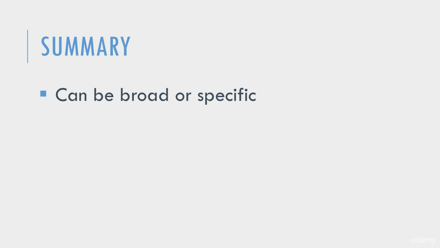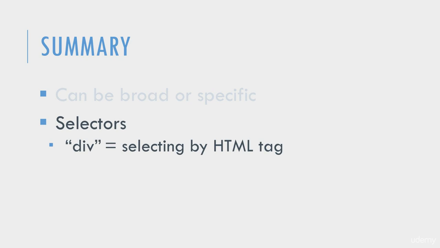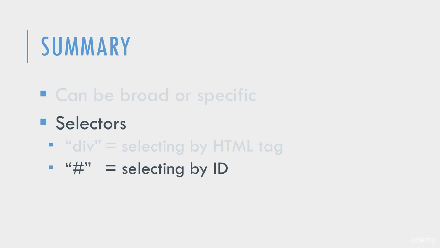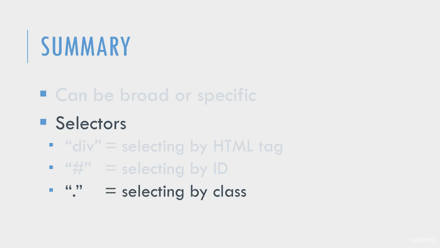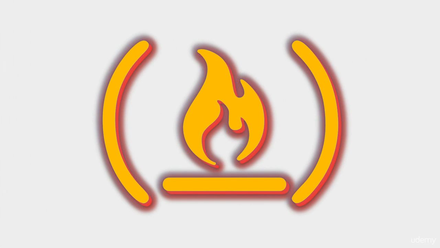In summary, we learned that CSS selectors can be broad or specific. We learned a few selectors. We learned how to select by an HTML tag. We learned how to select by an ID. We learned how to select by a class. And we also learned how to construct complex selectors. That's all for now. We'll see you in the next lecture.